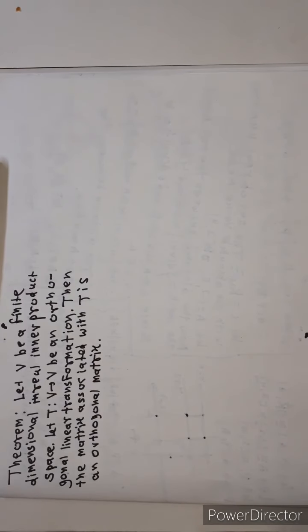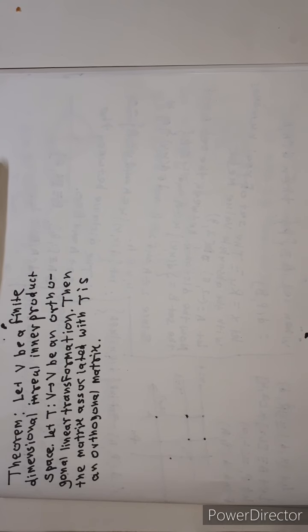Now see here. Let V be a finite dimensional real inner product space. That is, V is a real vector space, that is a vector space over the set of real numbers, on which some inner product is defined. Let T from V to V be an orthogonal linear transformation. Then the matrix associated with T is an orthogonal matrix.